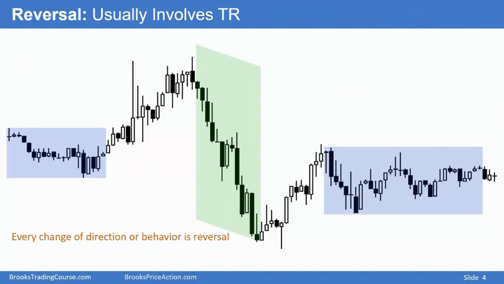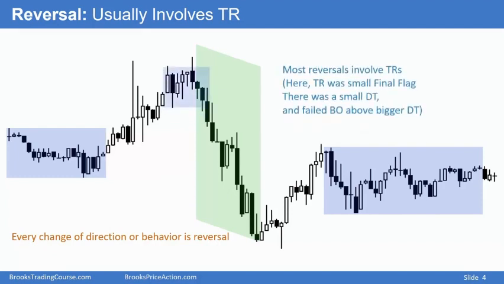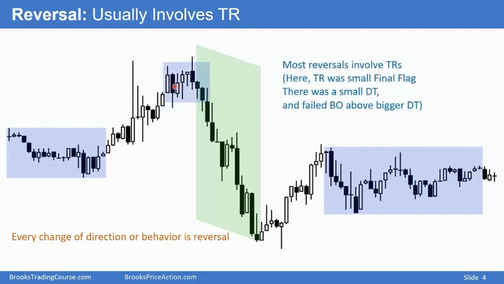Every change in the direction of the market, every change in the behavior of the market is a reversal. We have a small trading range up here, and most reversals involve some kind of a trading range. Normally, a bull trend does not go from a bull trend to a bear trend without first at least going into a trading range briefly. A bear trend usually does not go into a bull trend without at least becoming some kind of a small trading range. Here we have a small double top and a bigger double top and a bear reversal bar, and we got the reversal. Here we have a small double bottom and a decent bull bar and a reversal up.